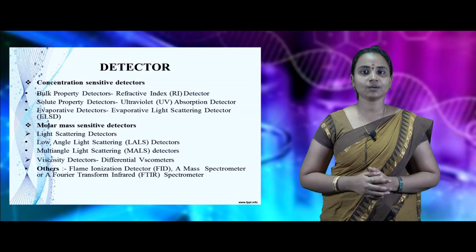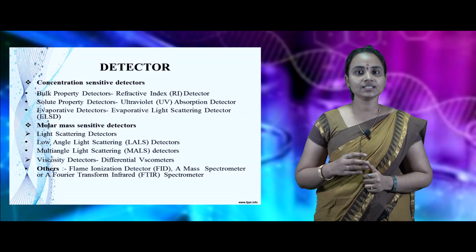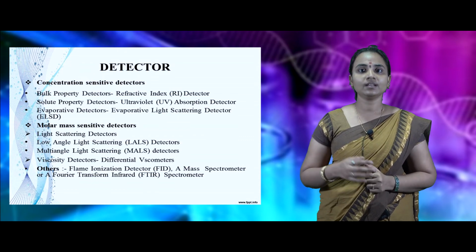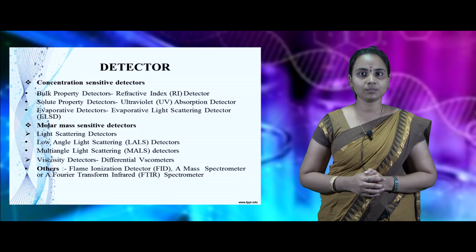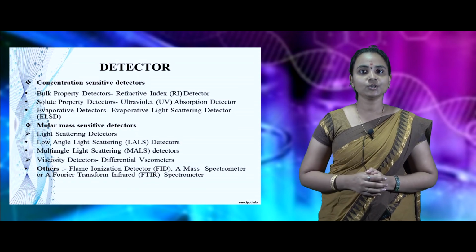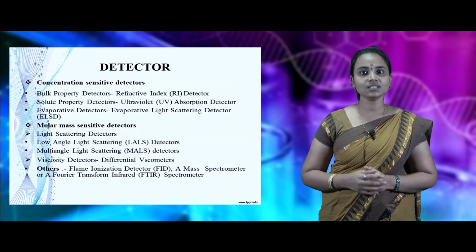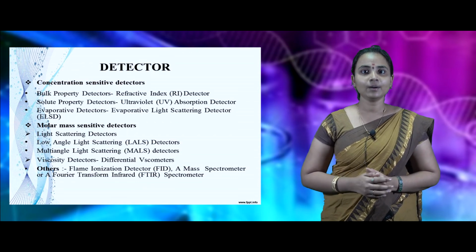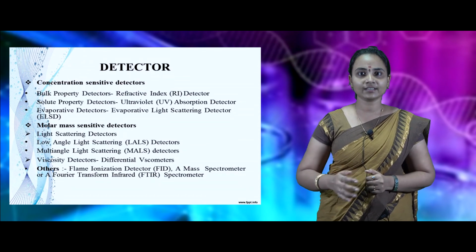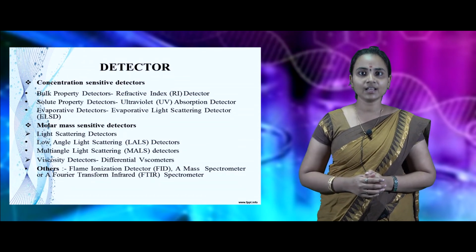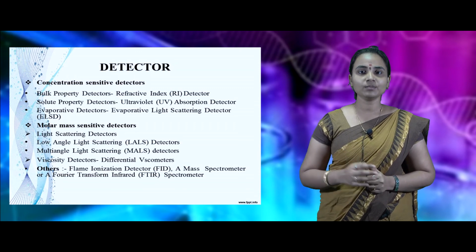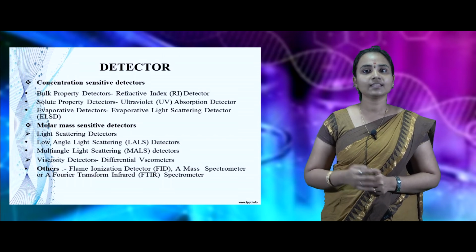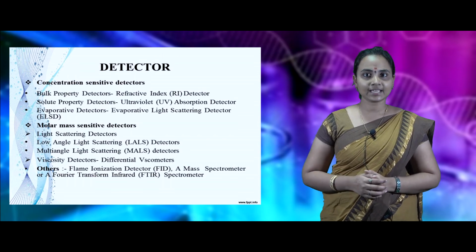Coming to a specific type of component, that is detectors. Detectors form an important part in SEC because they can detect different proteins at different concentrations over time. Here the detectors used are concentration sensitive detectors and molar mass sensitive detectors. In concentration sensitive detectors, we have bulk property detectors, which use refractive index detectors, and solute property detectors, which use UV absorption detectors. And also we have evaporative detectors, which use evaporative light scattering detectors.